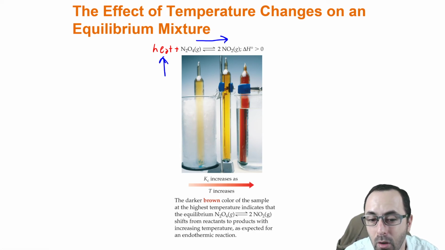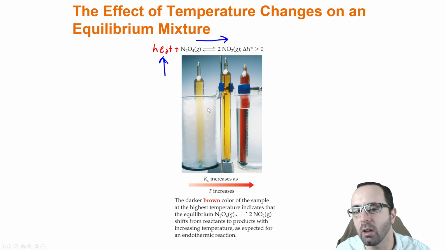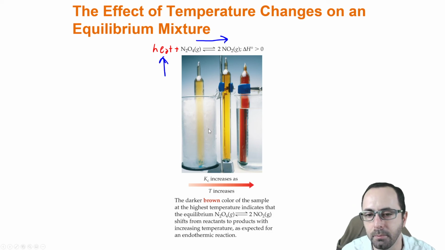On the left, we have an ice water bath for this mixture of N2O4 and NO2. And on the right, we have boiling water. And we can see at the hotter temperature, this looks more brown because at the hotter temperature, there's more of the NO2. But at the lower temperature, there's less of the NO2, so it's less brown. So for an endothermic reaction like this, increasing the temperature will actually cause it to shift to the right.